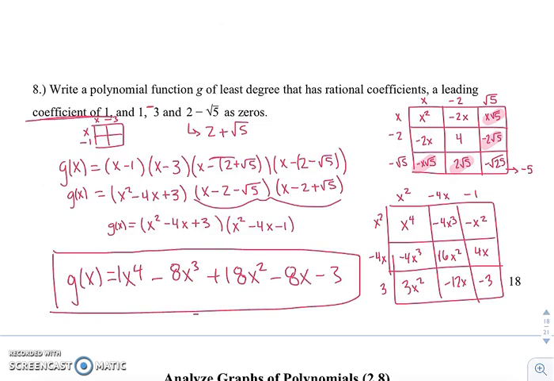So it's a lot of multiplying things out, but that is really just the big idea of it. You just have to multiply pieces at a time. So the problem will give you the zeros. You have to come up with those factors to then multiply together.